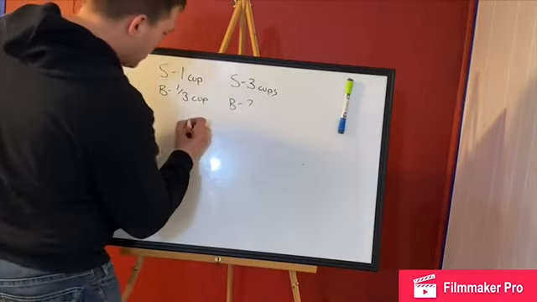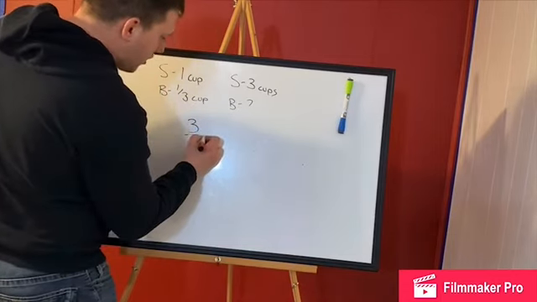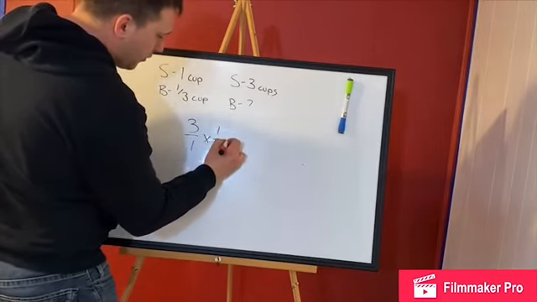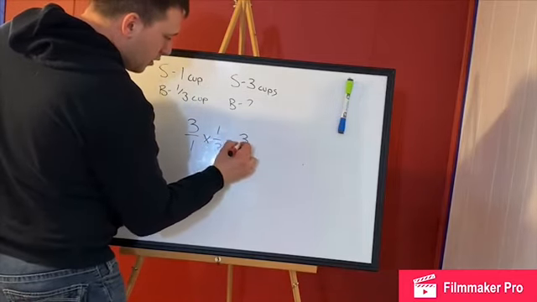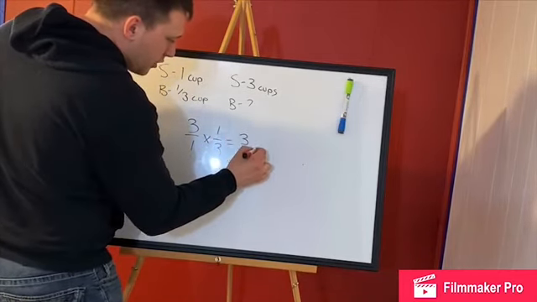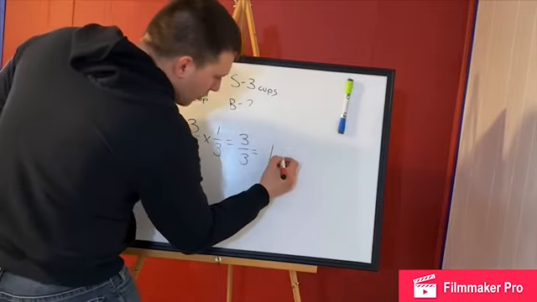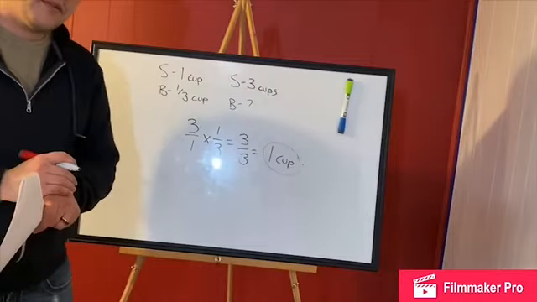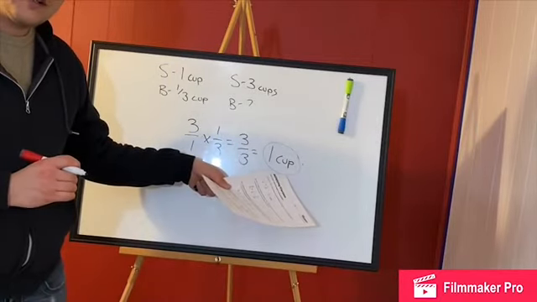Simple. 3 over 1 for the strawberries multiplied by 1/3 a cup of blueberries, we get 3 over 3, which equals out to be 1 cup. So your answer for number 15, 1 cup.